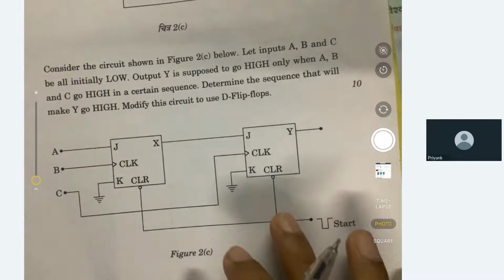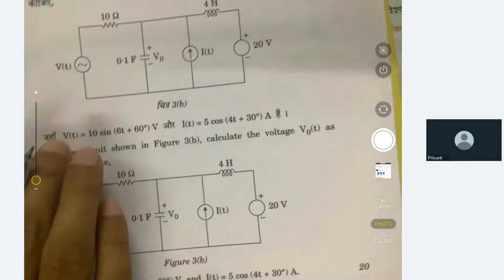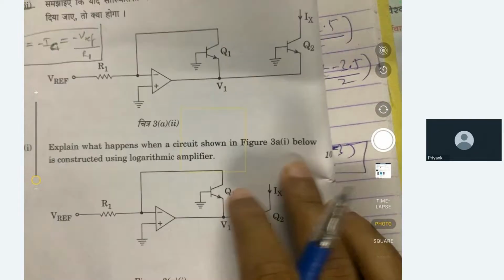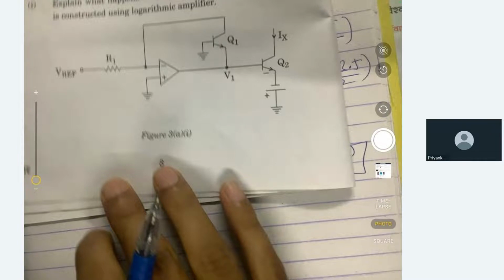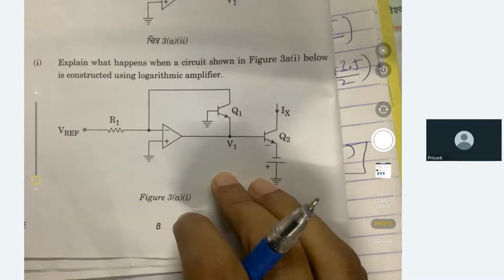Okay, so we are leaving it, and now we are going to question number 3.1. This question is also, the first part I am not able to actually understand what they are trying to say. Let me first read the question. The third A, and this is the first part of third A.